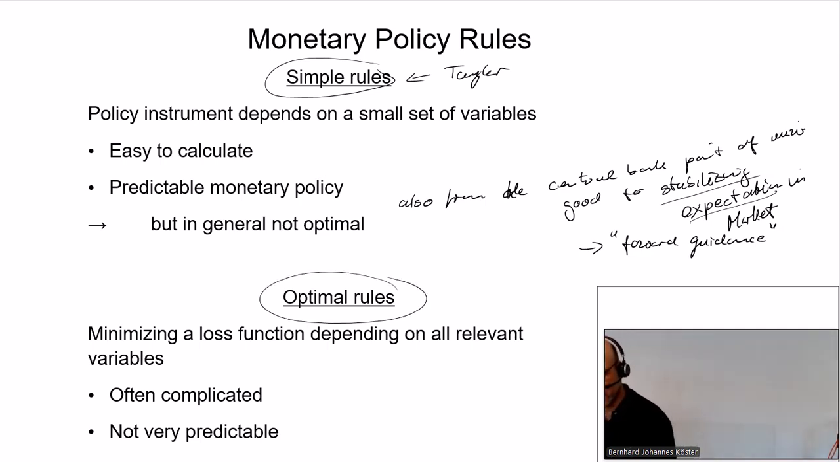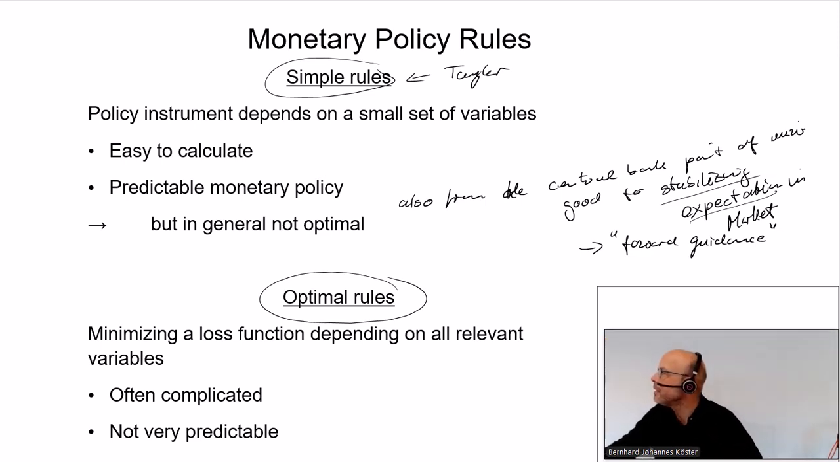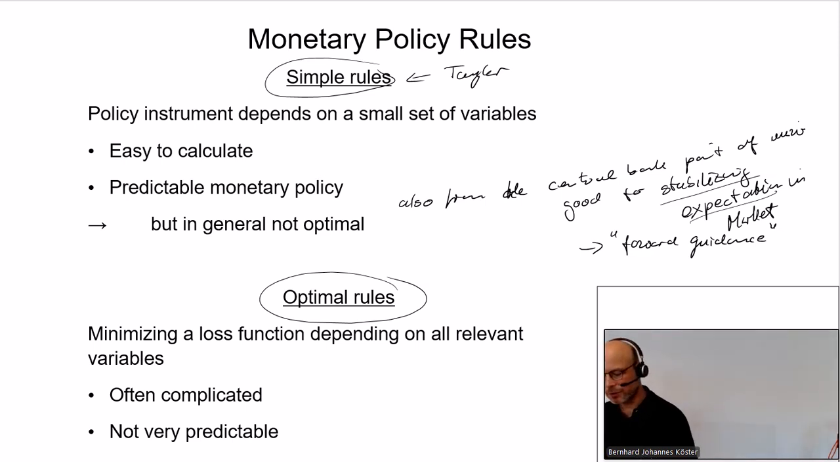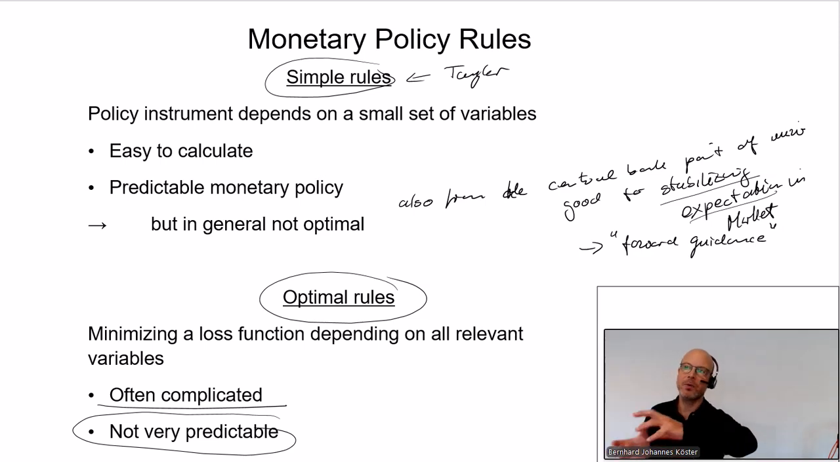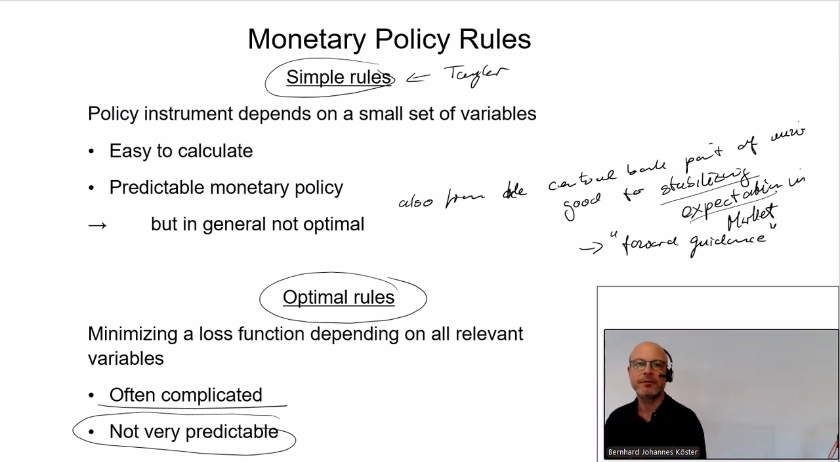And therefore, and about this we will talk later on, we also find so-called optimal rules where we always have to go through an optimizing process. But of course, this is quite often really complicated. And yeah, it is not that predictable. So somehow we have here something like a trade-off. Because if it's not predictable, then the expectations are not stable. And also we know if we have volatile expectations, then this is harmful for the economy in general.